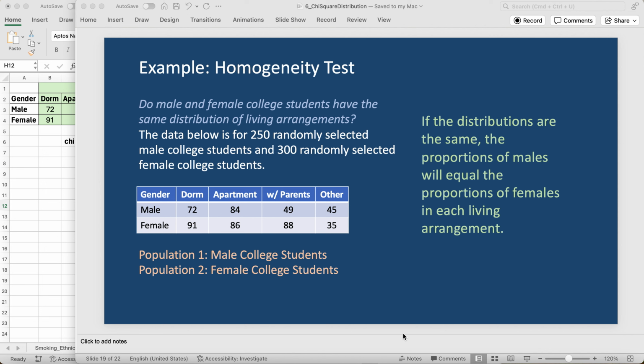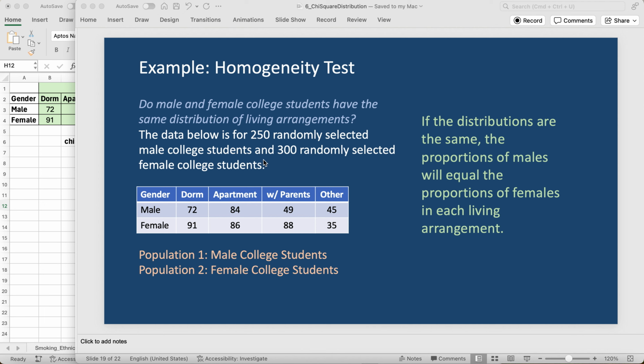Essentially, what we're doing is the same thing as the test of independence. But here it's called a homogeneity test. The analysis is very, very similar, so you can think about it in the same sort of way. Two categorical variables, and so we have some observed data of the number of males or females in each living situation. So dorm, apartment, with parents, other. And so these totals are our observed data.